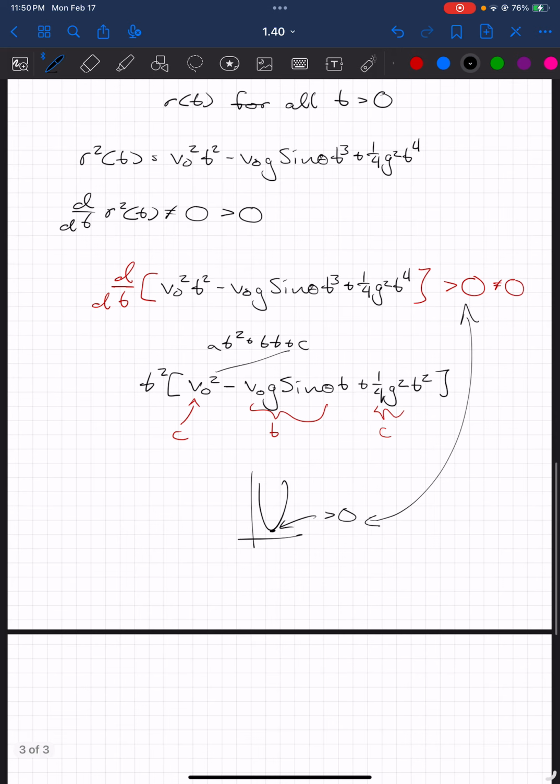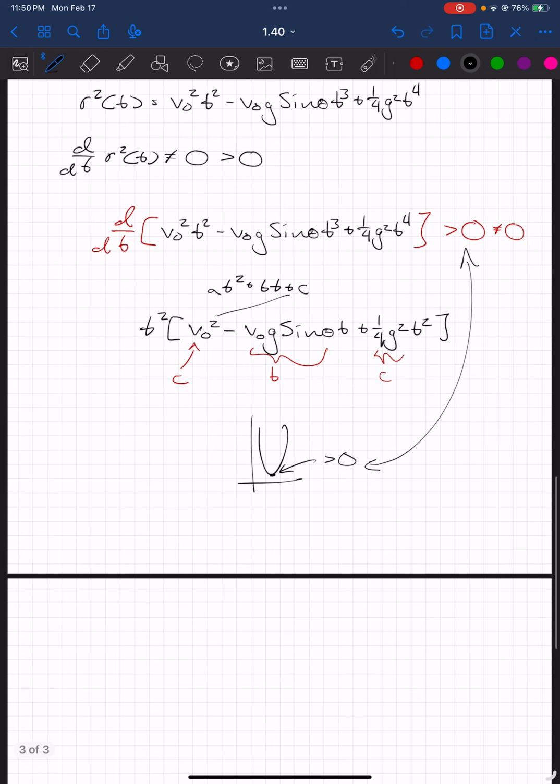Now, if it's greater than 0, r squared of t is greater than 0 for all t, and it's also not constant. So if we just say that f of t, this is our function, we're just coming up with a new function, is equal to a t squared plus bt plus c.